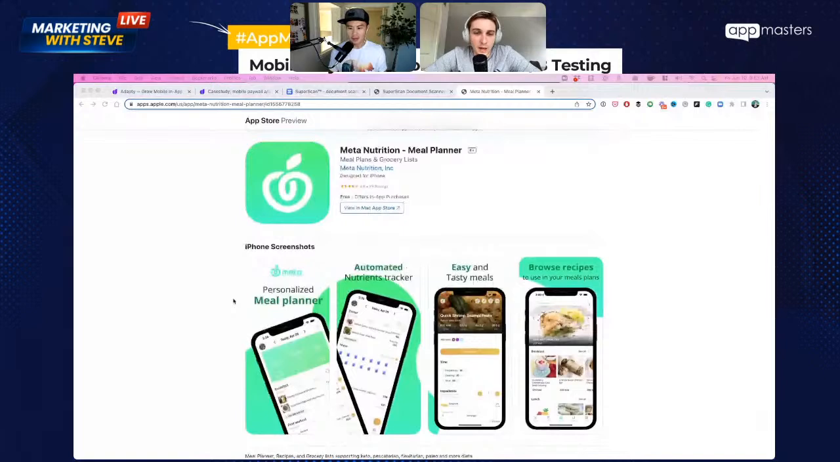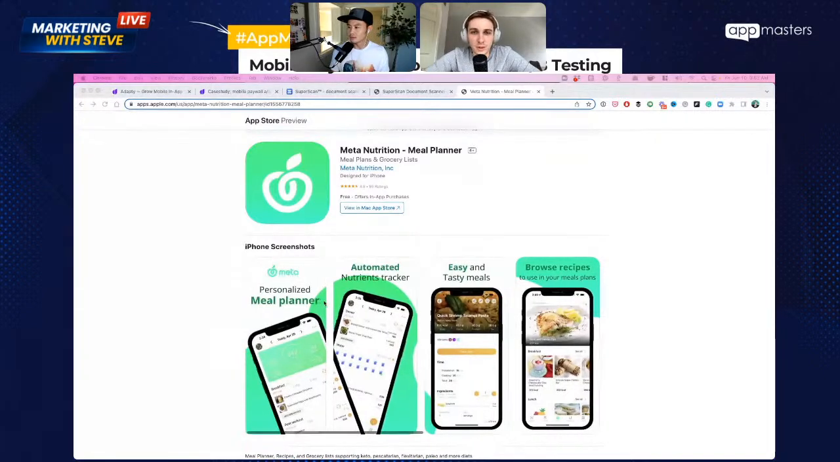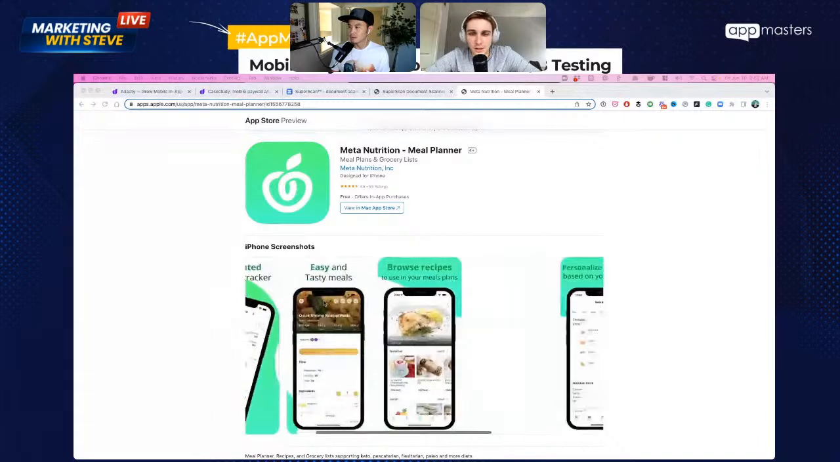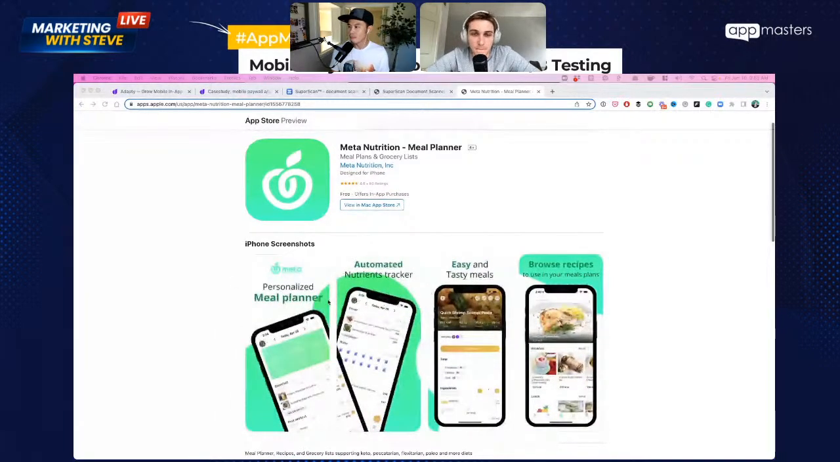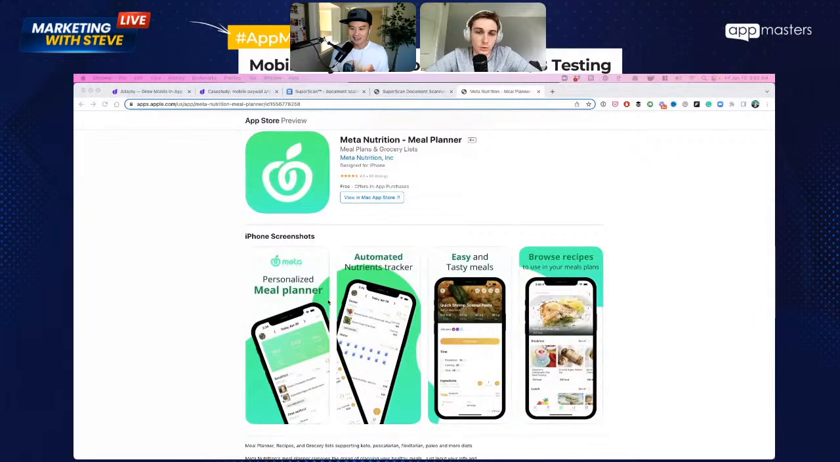Well, I'm not really a pro in ASO, but it looks like he did some kind of optimization because of the title, like Meta meal planner, etc. So he did something for sure. I love the emphasized text in the screenshots. Probably they also take part in ASO, but I don't know. I'm not a specialist in ASO.